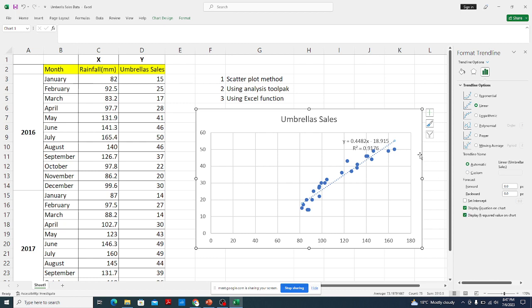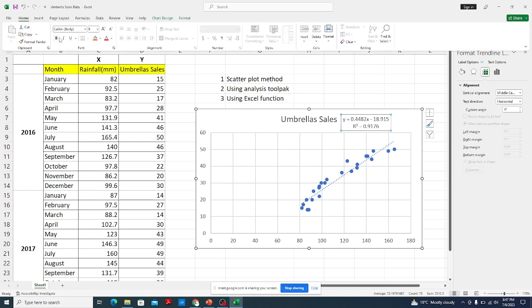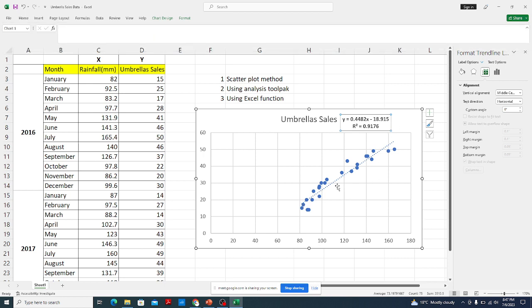In this case the R squared is our coefficient of determination. It's trying to show us how our model is fitting our data, and you can see our model has fitted 91% of our data points.